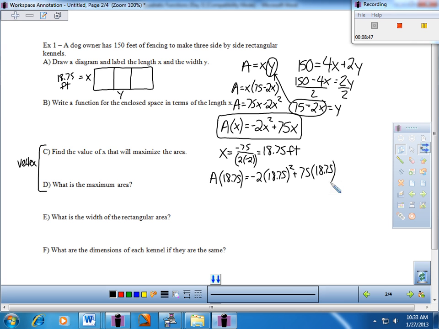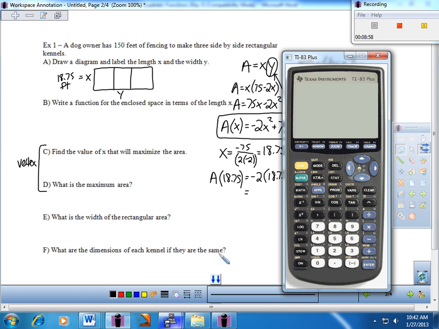Okay, I'm going to step back for just a sec, make sure that is legitimate, and I'll put a little equals right here. And again, we'll use our calculator, but just obviously to get that calculation squared away. So let me go ahead and bring that on up, and all right, let's see. I've got negative 2 times 18.75 squaring it, and then plus, what did we say, 75 times 18.75. That went in, that comes out. That is our maximum area.